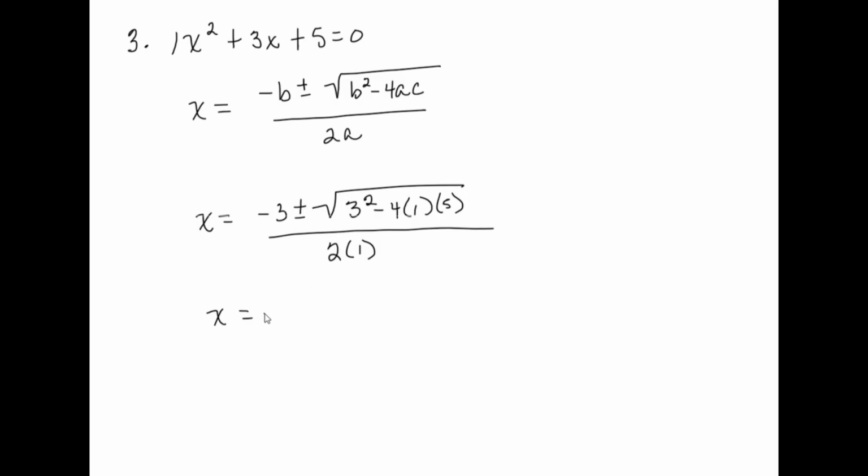So when I put the stuff that's under the radical sign in the calculator, I end up with -11. Now when you put that in the calculator, don't put the square root in there, just put the 3 squared minus 4 times 1 times 5. Now you can see that I've got a negative under the square root, so I'm going to have imaginary answers. So I simplify this, and that's going to simplify into -3 plus or minus I times the square root of 11 divided by 2.